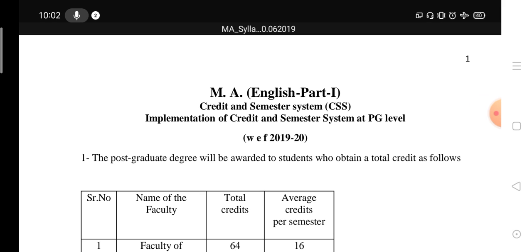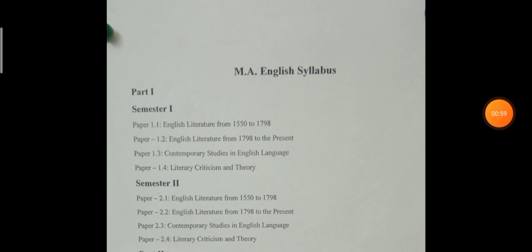It is MA First, specialization in English. It is pattern 2019. KJ Somaya Senior College has chosen subjects for the MA First English syllabus. There are 2 semesters in Part First. It is a 50-50 pattern. In semester first there are 4 subjects and in semester second there are also 4 subjects.